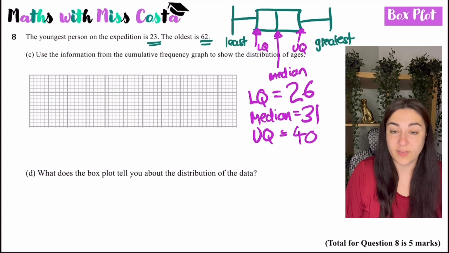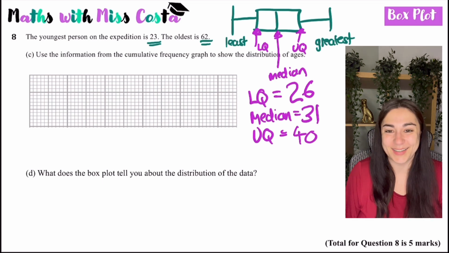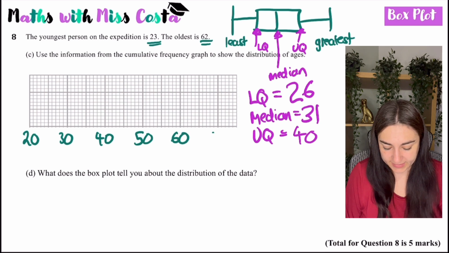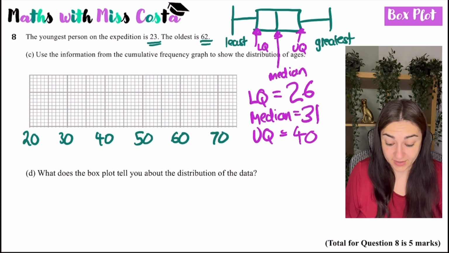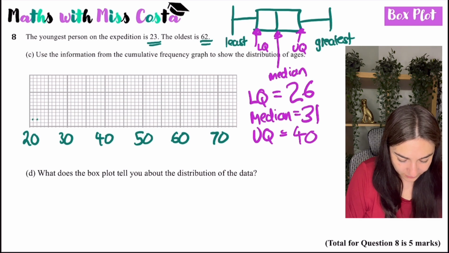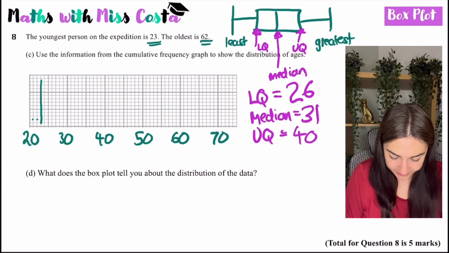I then have all the values I need to draw my box plot. So I need to design an axis. I might start at 20. Let's see if that's enough. 30, 40, 50, 60, and 70. So they've given us a nice one. So 23 would be 1, 2, 3. That's my least value. My greatest value is 62.